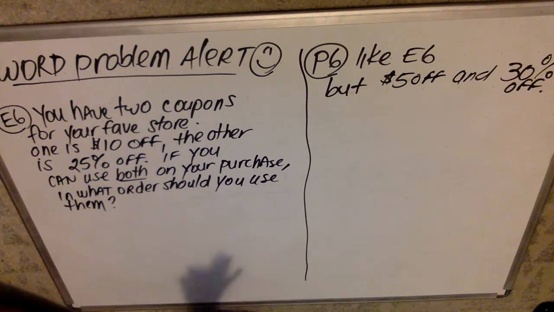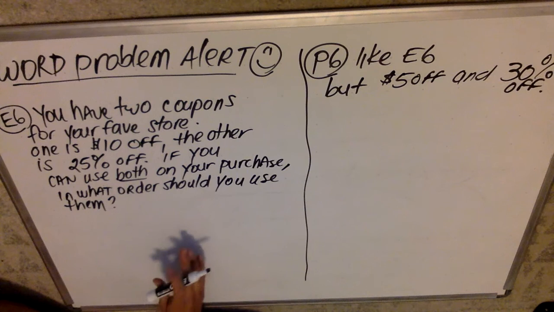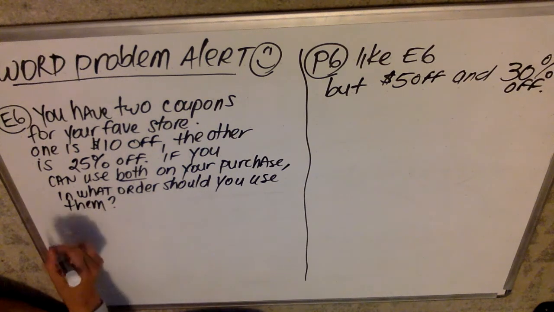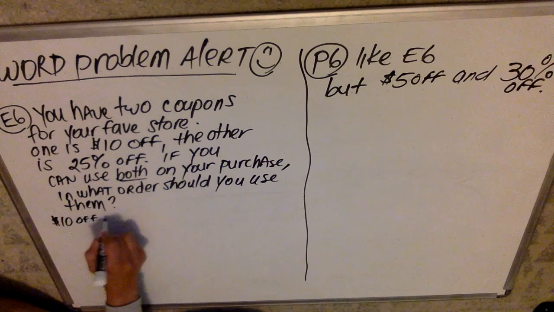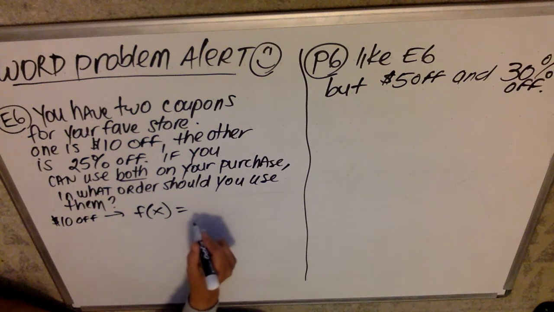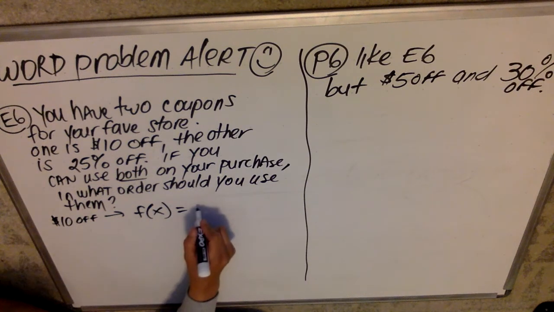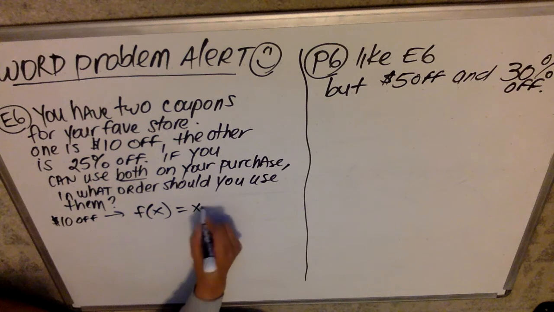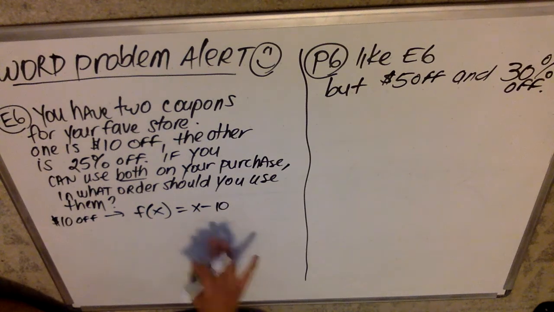So here's the idea. I'm going to have my two coupons, and I'm going to give each of them a name, right? So I'm going to go ahead and call the $10 off the coupon f of x, where it's essentially x minus 10, right? Because $10 off, right? You're taking $10 off the price, right? So where x is the price, right?